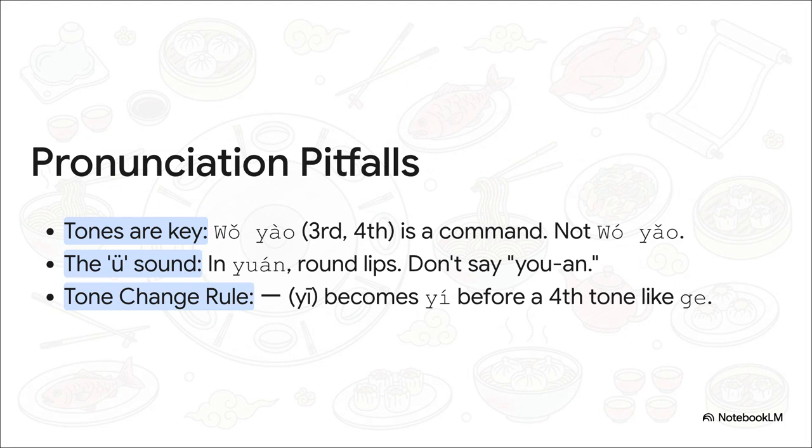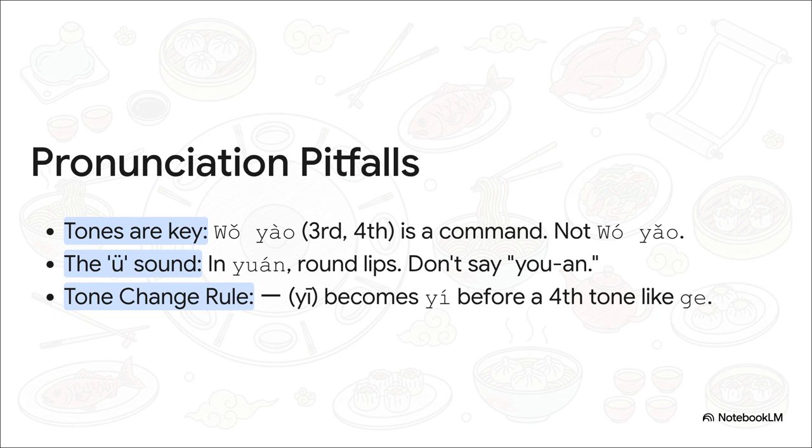All right, we have to talk about pronunciation, because this is absolutely critical. Tones are not optional, okay? They are fundamental to the meaning. For 我要, wo yao, you have a third tone, that's the dipping tone, followed by a sharp falling fourth tone, 我要. It has to sound decisive.